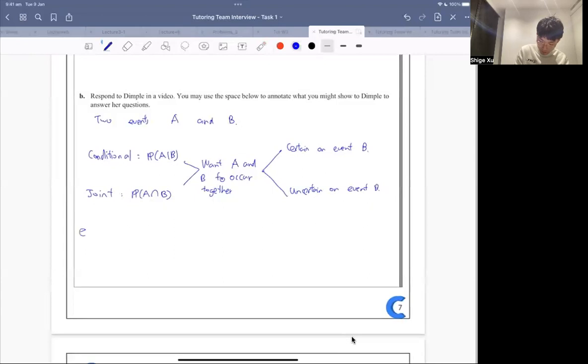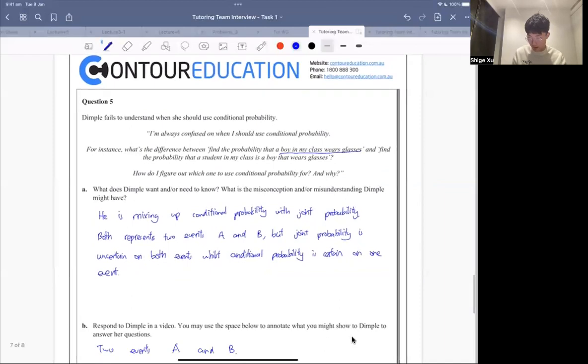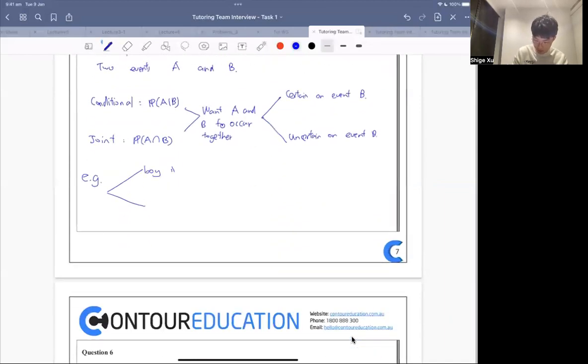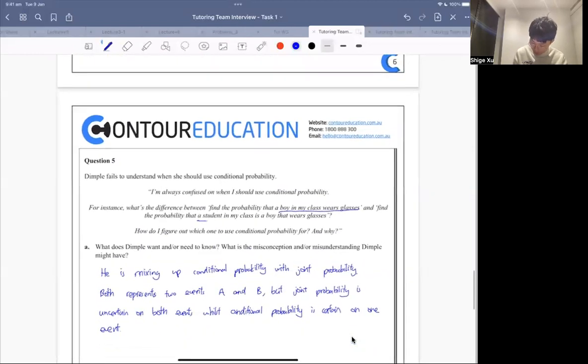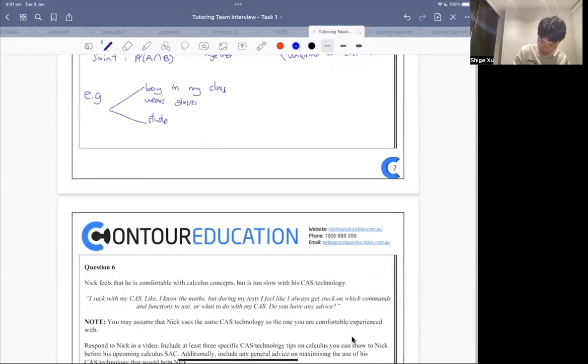So in our example, we have two statements. First one, a boy in my class wears glasses. Second one, a student in my class is a boy that wears glasses.